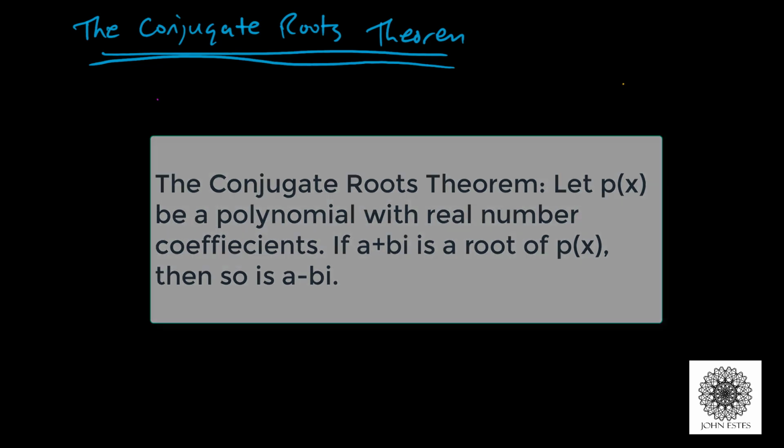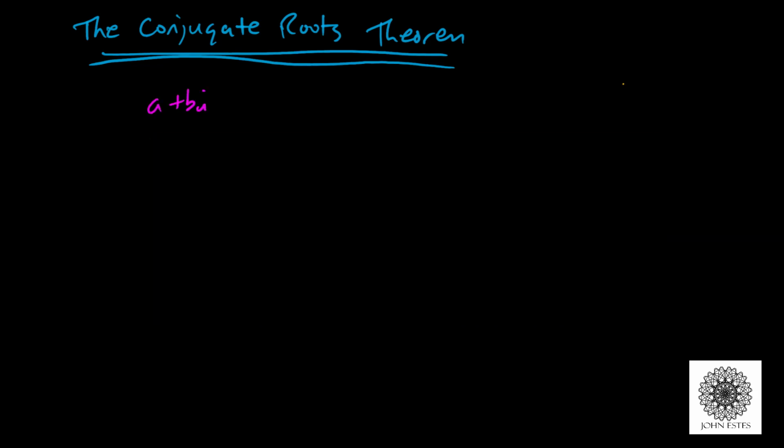And again, what we mean by conjugates is the conjugate of a plus bi is a minus bi. These two are conjugates of each other. And let me give you an example of how the conjugate roots theorem can be useful.